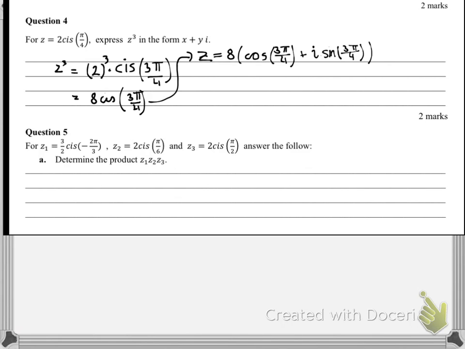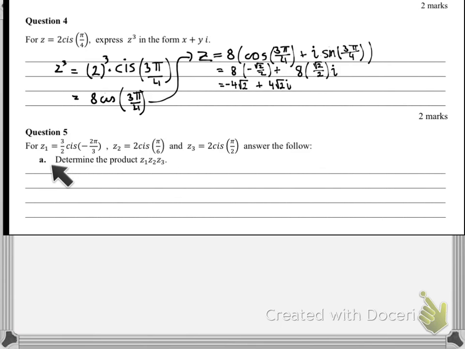Now, because we're converting it to an x plus y in Cartesian form, let's expand what cis is using its definition. Cos of the angle plus i times sine of the angle. So, cos of 3π/4 is negative √2/2. So 8 times negative √2/2 plus 8 times positive √2/2 times i. And then we simplify. And we achieve that.